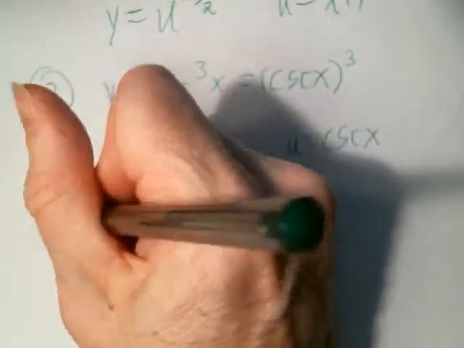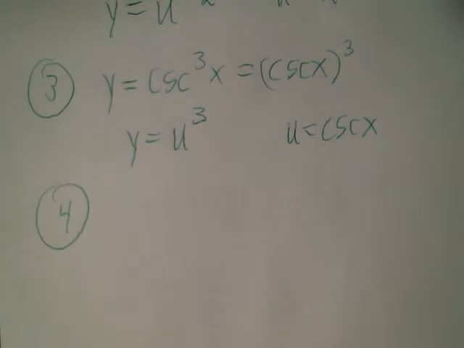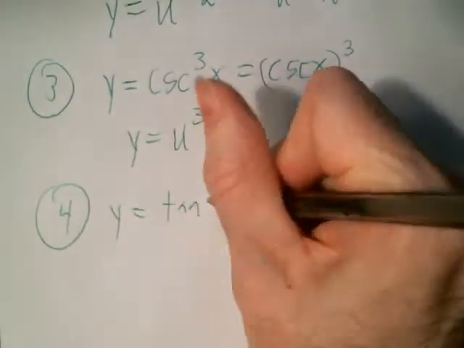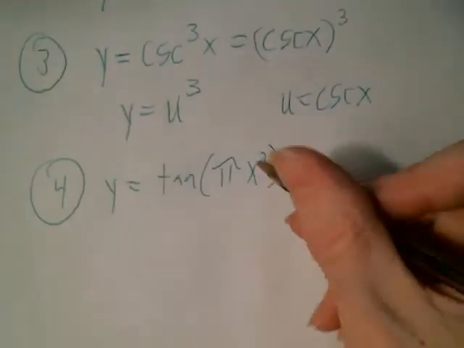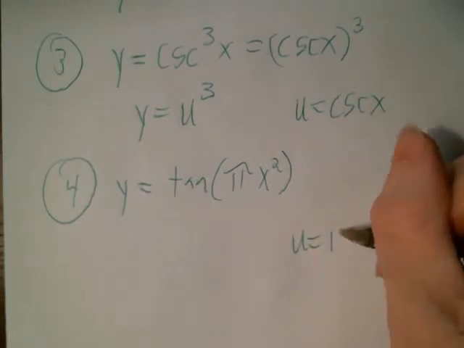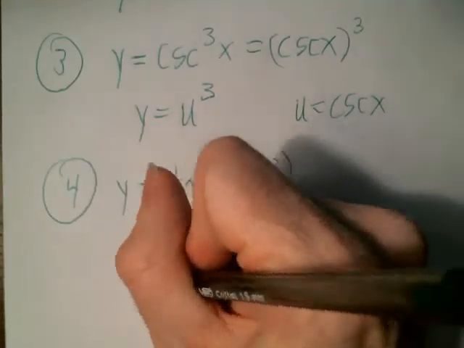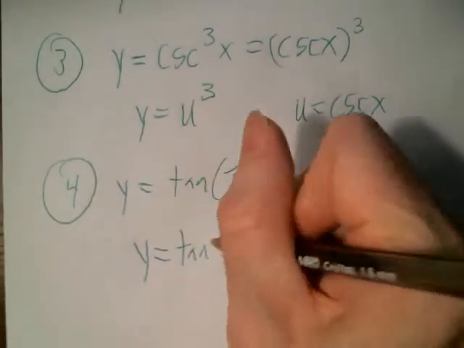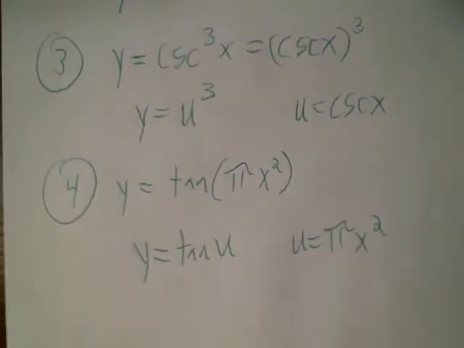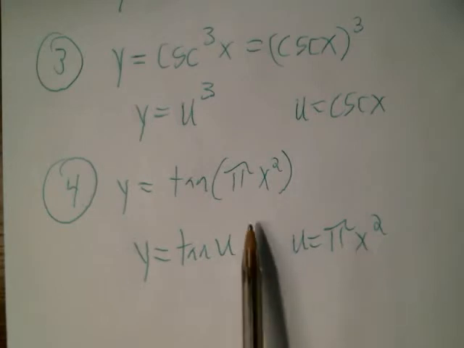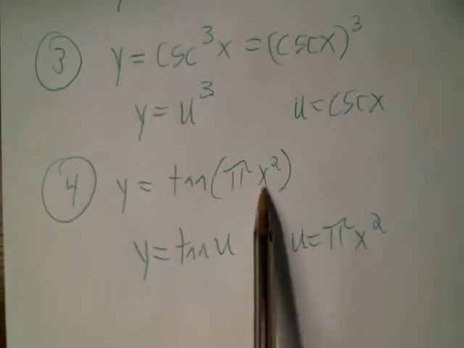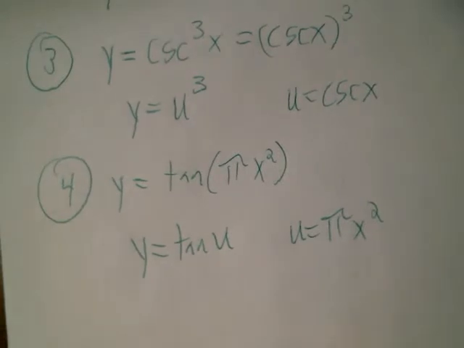And one more, and then we'll start attacking these. Y equals tan of pi x squared. So this time the stuff in the parentheses, the u, is the pi x squared, and then y is just tan of u. Once you can set it up like that, it's pretty easy. You take the derivative of the outer part times the derivative of the guts. So let's try it.